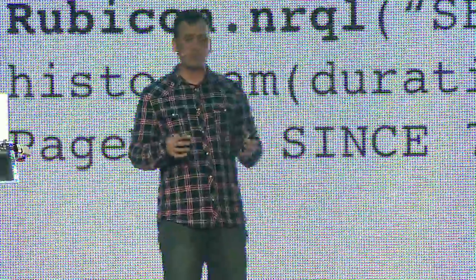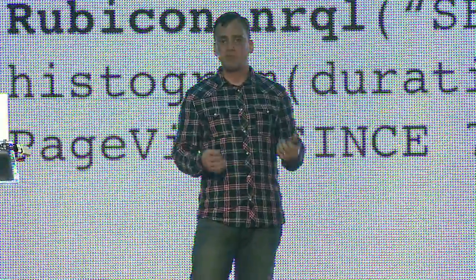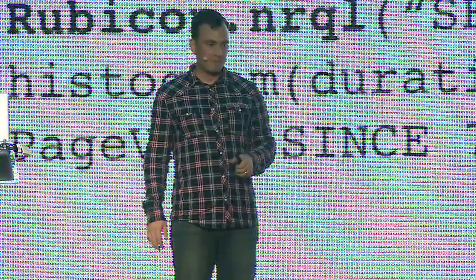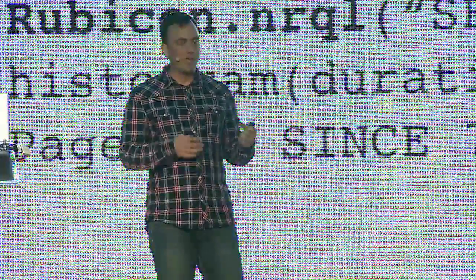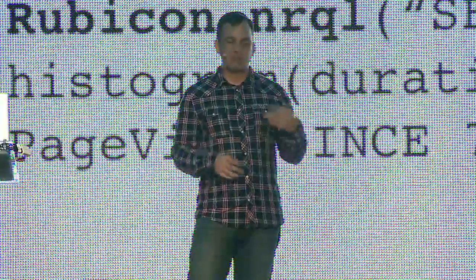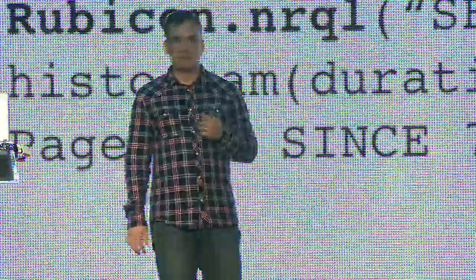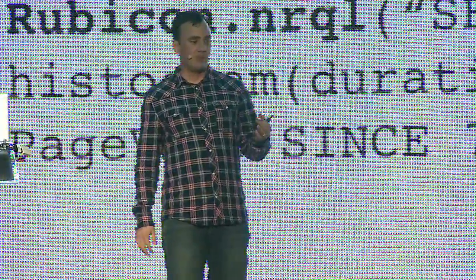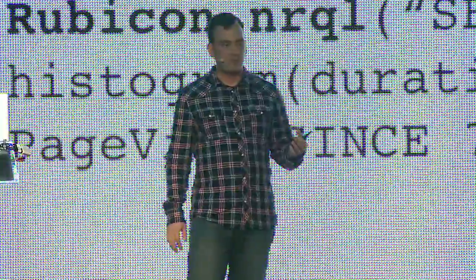And we couldn't just use the graphs from Rubicon, we needed to pump that data into New Relic's existing charting system. So we have a Ruby API, or we have a Ruby client, and we're working to make clients in other languages as well. But getting data from Rubicon is actually quite simple.